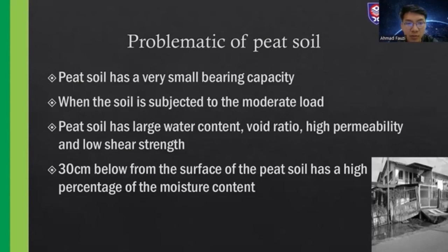Thirty centimeters below the surface, the peat soil has a high percentage of moisture content, which results in the shrinkage limit and lower shear strength. At the picture below, we can see the settlement of the buildings.